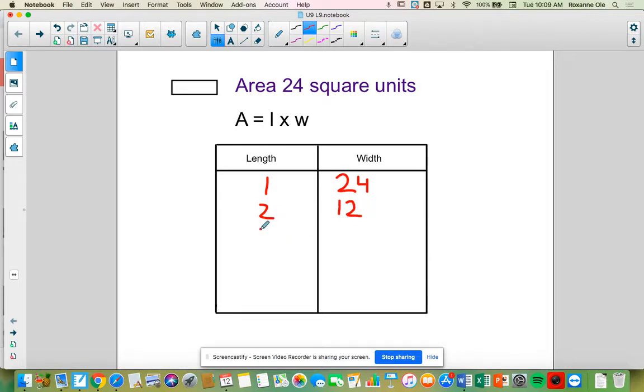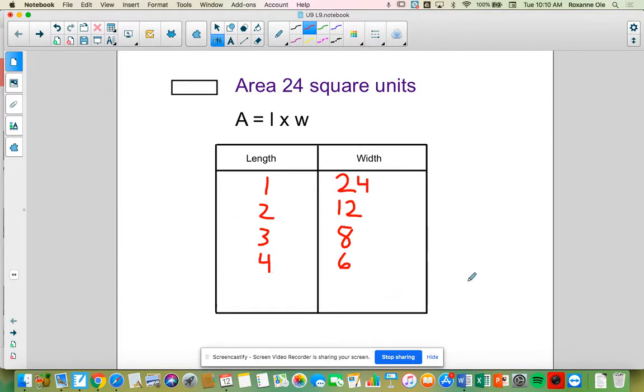Is 3. Does 3 go into 24 evenly? Yes, it does. 3 and 8. What about 4? Is 24 divisible by 4? Yes, it is. 6. Is it divisible by 5? No. And then we're back to 6 again. So these are the possibilities.